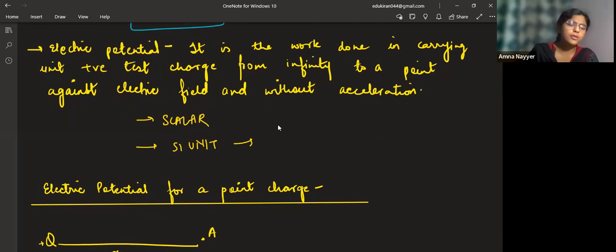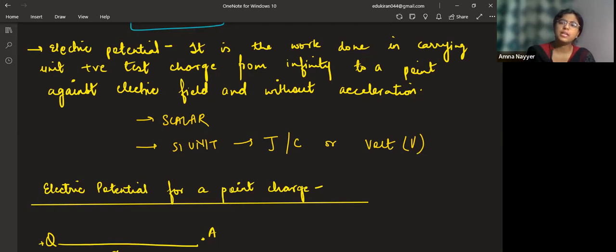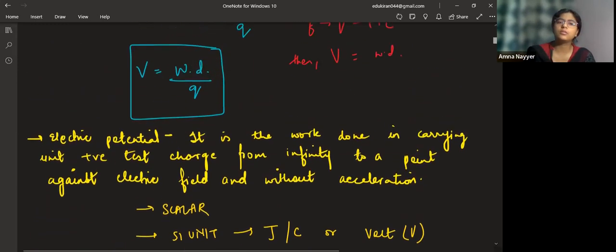So, the standard SI unit of work done is joules, and divided by charge, right? Work done per unit charge is joules per coulomb. We have a specified unit for joules per coulomb also, which we write as volt. You will see 3V, 2V written. So that is the SI unit, and it's a scalar quantity.